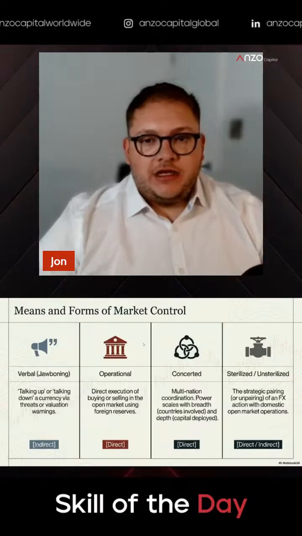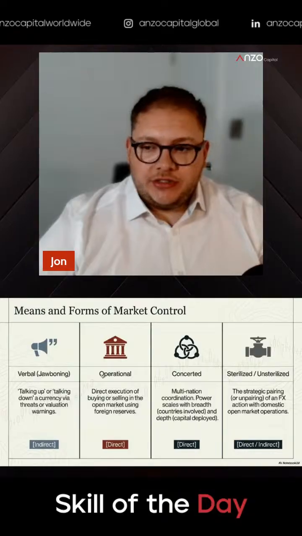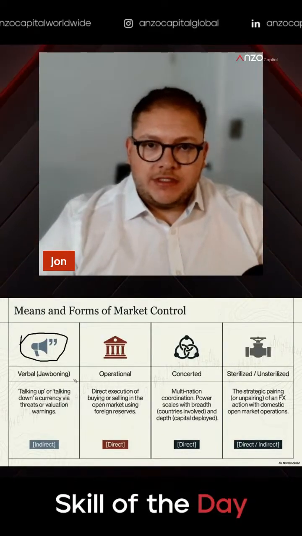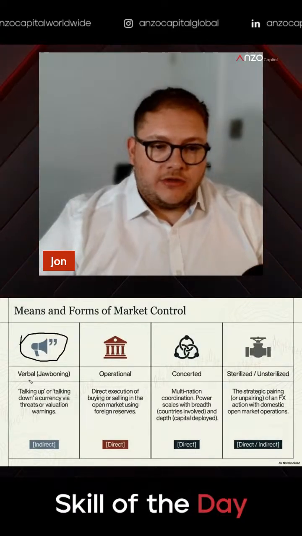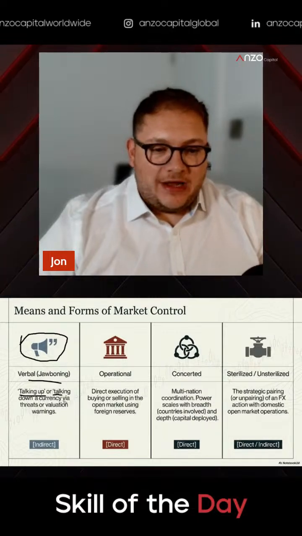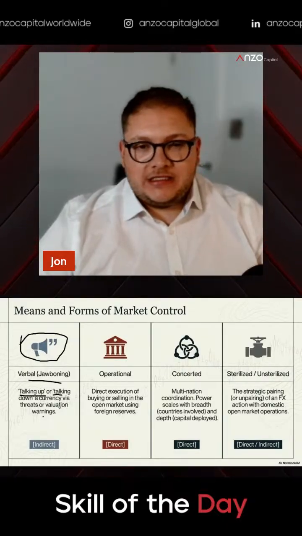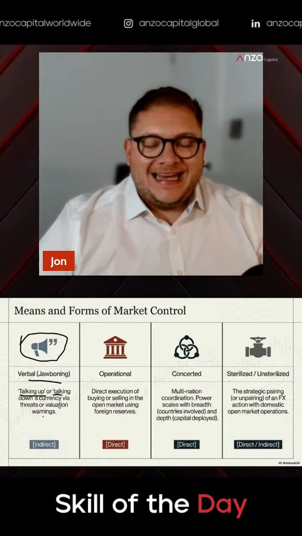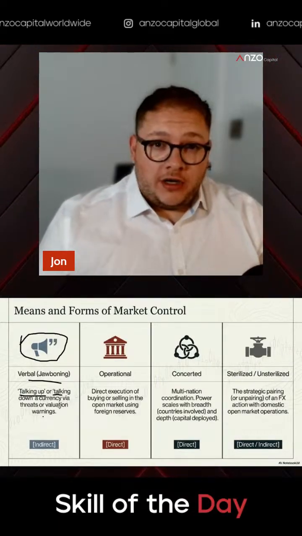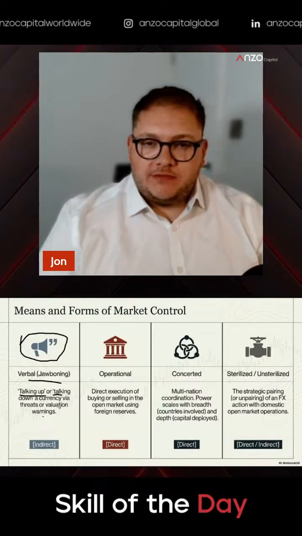So what are the means and forms of an intervention? Because it doesn't always have to come in with actual participation within the market. Sometimes it can just be speeches from key members within the central bank. This is also called verbal jawboning. That basically means talking up or talking down a currency via threats or valuation warnings. Okay, and we usually see this from the Bank of Japan before an intervention occurs, because they're trying to hint at the market that we are going to do it, so that traders get out of their positions, or at least position themselves differently.